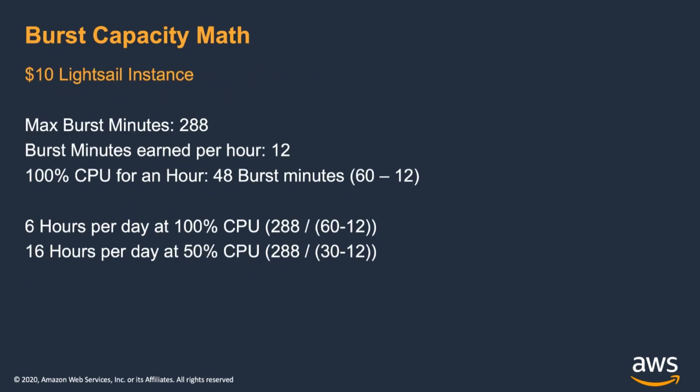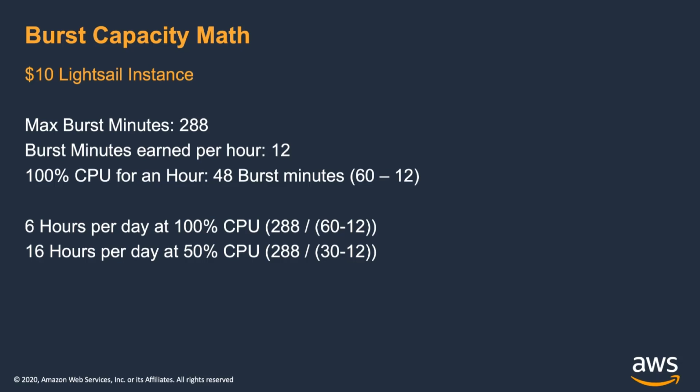So, some burst capacity math. Let's say we have a server that has a maximum burst capacity of 288 minutes. That same server has a replenishment rate of 12 capacity minutes per hour, right? So every hour you're earning 12 credits up to 288. If you were to burst that CPU at 100%, it would take you about 6 hours to exhaust all your credits. At 100% CPU for an hour, you're consuming 48 burst minutes because you're using 60, but you're earning 12, so that's 48.